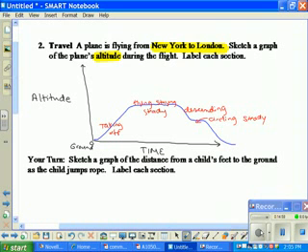Do they make you pay overtime if you're in the plane longer than you expected? No, they don't.